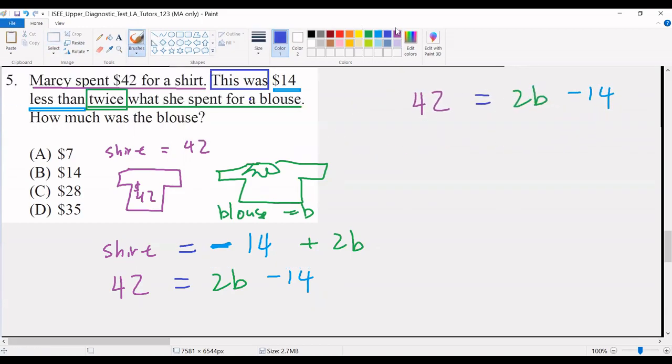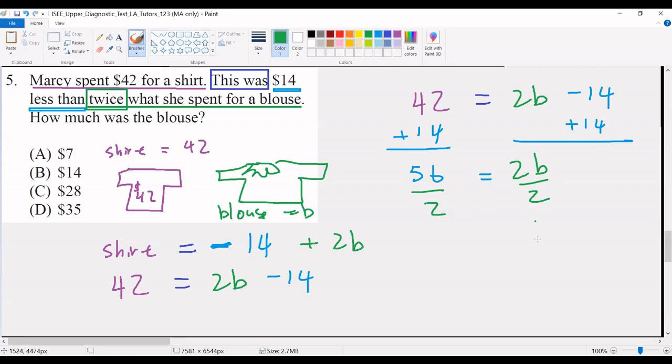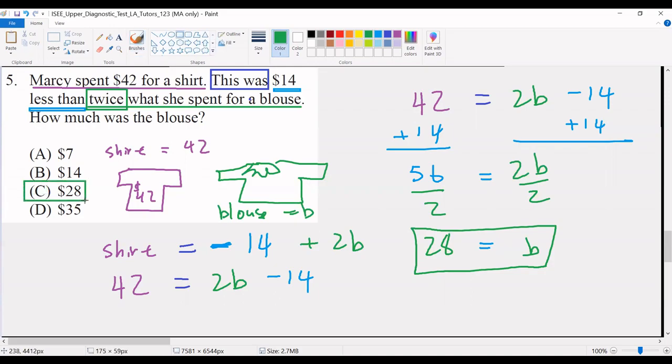First thing we're going to do is add 14 to both sides, so plus 14, plus 14. This would give us 56 is equal to now just 2B. To finish this one off, we're going to divide both sides by 2 so that we can get B all by itself. So we have 56 divided by 2, and this would give us 28. So the cost of one blouse, in this case, would be $28. And that'd be C. And that's it for number 5.